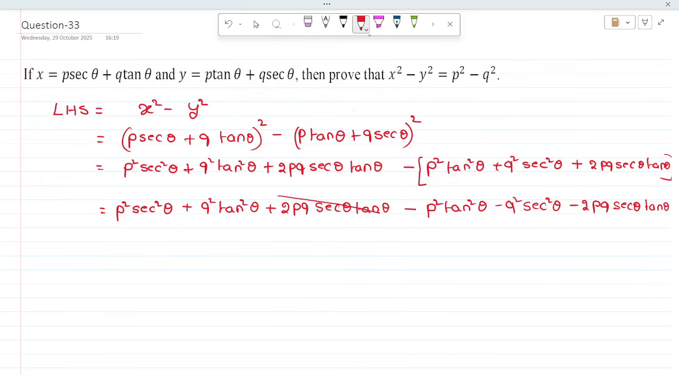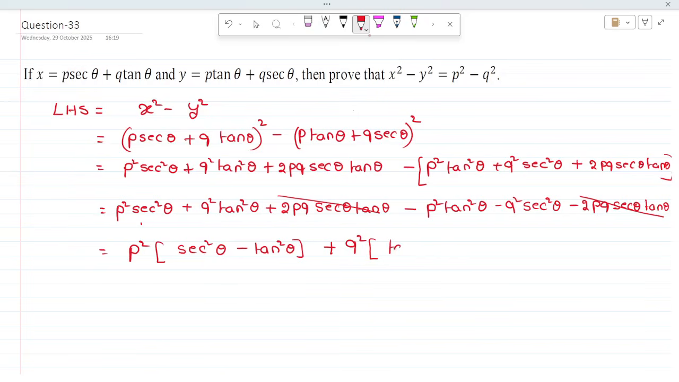2pq secant theta tan theta minus 2pq secant theta tan theta cancel. Correct? Now observe, from the p square terms, take p square common, and from the q square terms, take q square common. So p square, what is left out? Secant square theta minus tan square theta. Now plus q square common.